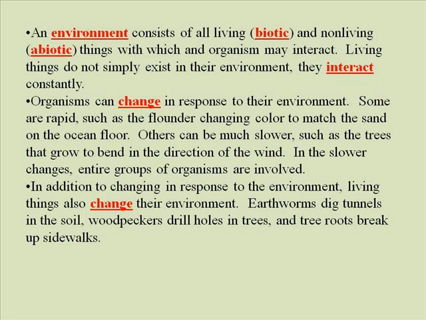Other things can be changed based on the living things in the environment. So earthworms. Earthworms are great to have in your soil. They actually dig tunnels, and that helps to aerate or bring little areas of oxygen into our soil for plants to grow. Woodpeckers, they actually drill holes in the trees looking for insects, but it does leave a hole which other things can live in.